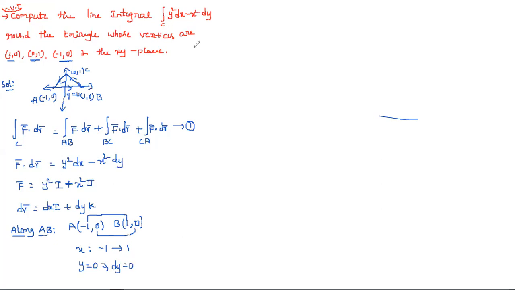Now you calculate the integral of f bar dot dr bar along the line AB, which is the integral with x from minus 1 to 1 of y square dx minus x square dy. Y square is 0 square dx, and what about dy? That is also 0. So simply, along the line AB we got 0. Next you need to calculate another line, along the line BC.